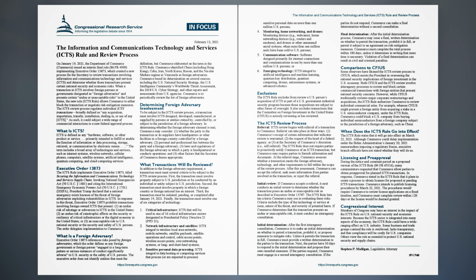The ICTS review process. Referral. ICTS review begins with referral of a transaction to Commerce. Referral can take place in 3 ways: 1. Commerce's receipt of certain information that indicates review is warranted. 2. The request of the head of a federal agency, or 3. At the Secretary of Commerce's discretion, that is, self-referral. The ICTS rule does not require parties to proactively notify Commerce of an ICTS transaction, but Commerce may require parties to furnish information and documents.